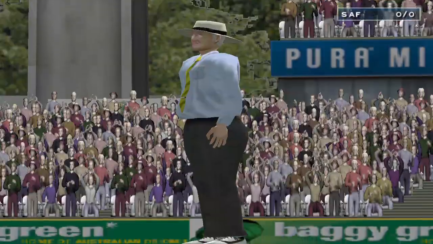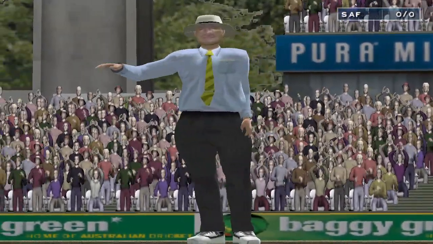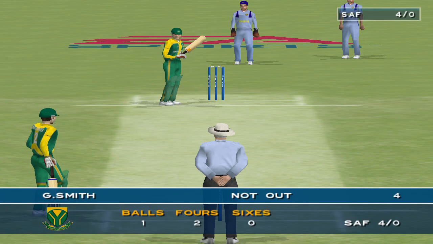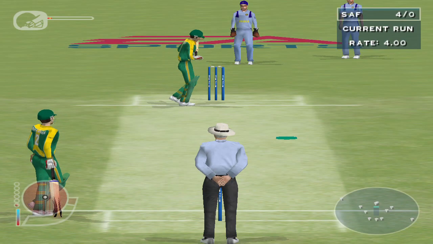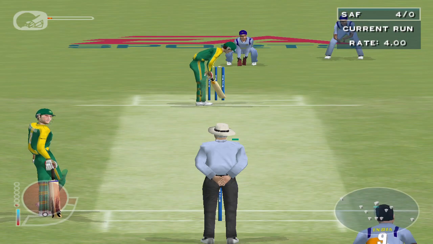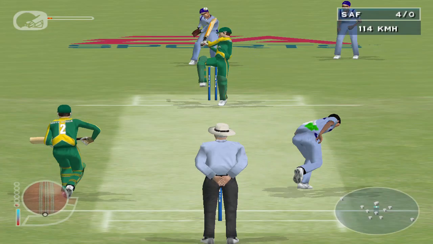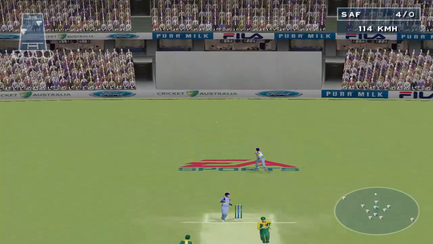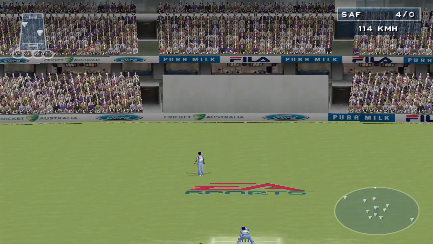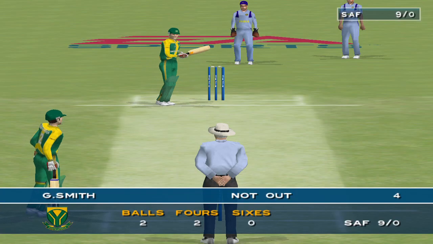He's got that one over the infield and away for 4. Those are the first runs for Smith. He hit that over the field superbly. Four wides to South Africa. 4 wides. That's terrible bowling. His captain won't be pleased at all. Smith waiting at the striker's end.